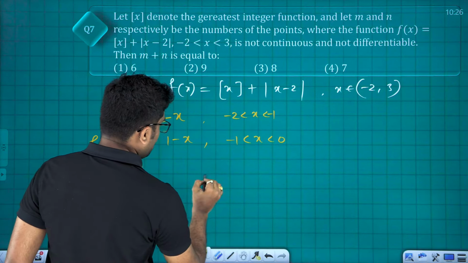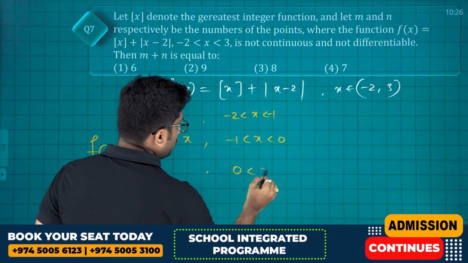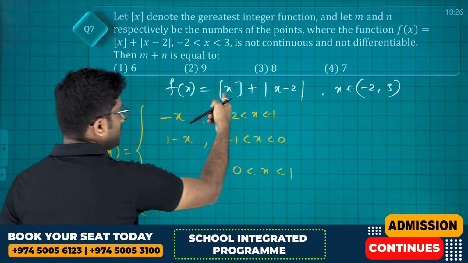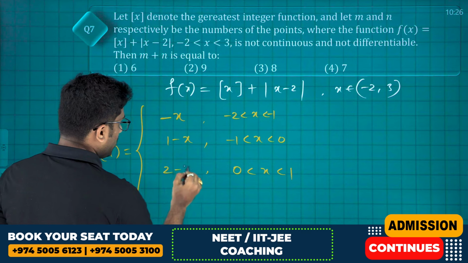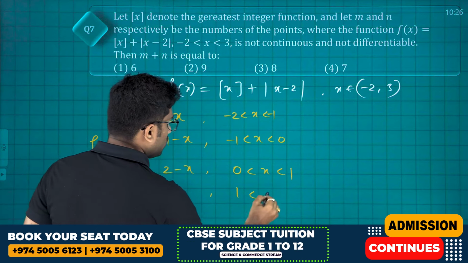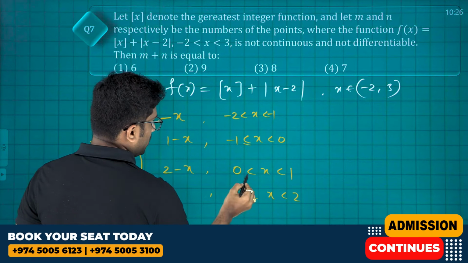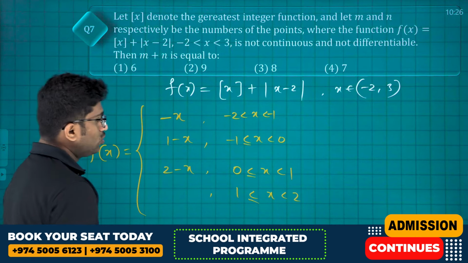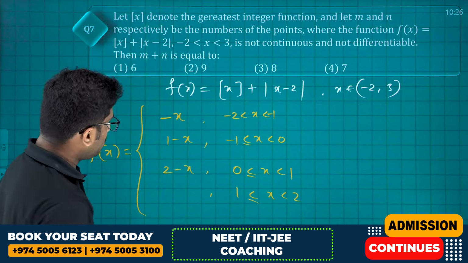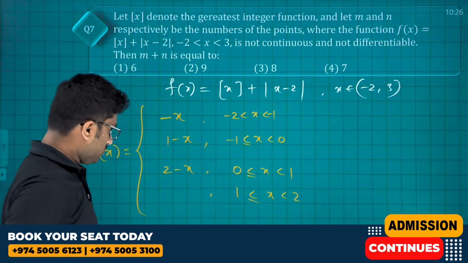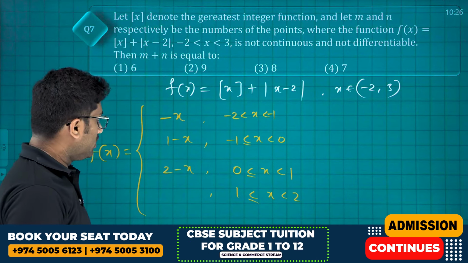Next, for x belongs to 0 to 1, this will be 0 and this is negative, this is 2 minus x. And for 1 to 2, let me take equals to here. 1 to 2, step x will be 1. 1 to 2, step x is 1.